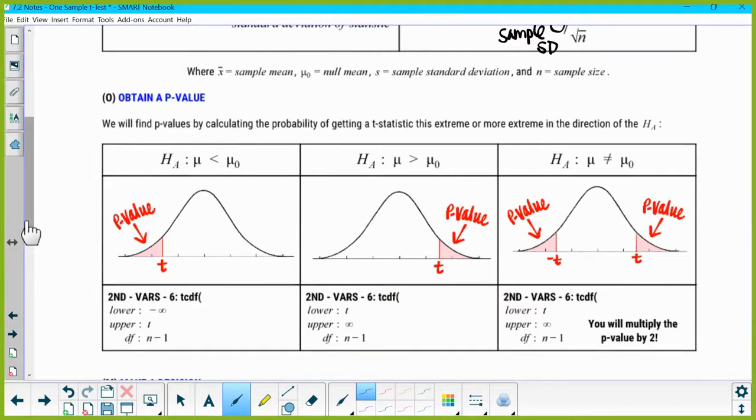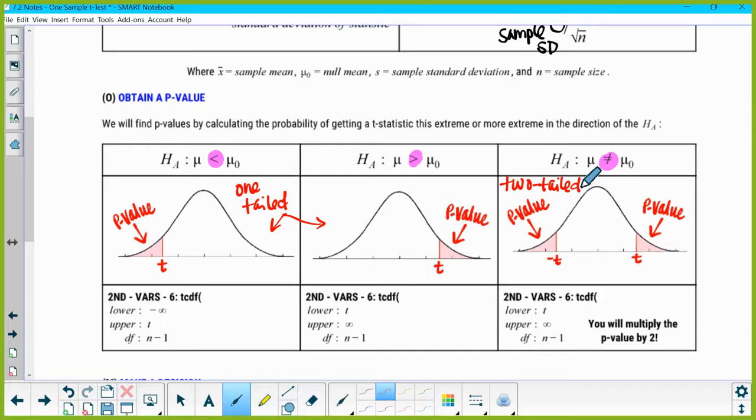So now we are going to obtain a p-value. This is the exact same thing we did when we were working with proportions. Depending on what your alternative hypothesis is, if it's less than, if it's greater than, or if it's not equal to, we have a different type of shading. And for our shadings, this would be a one-tail test. This would also be a one-tailed test. And this would be a two-tailed test, just to bring back some terminology.